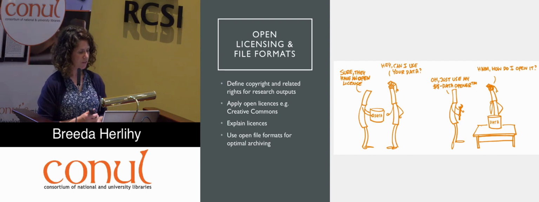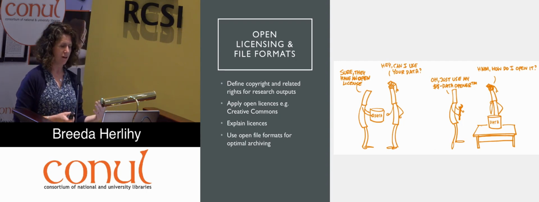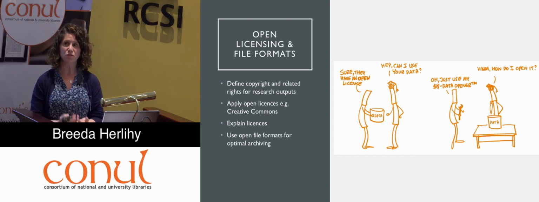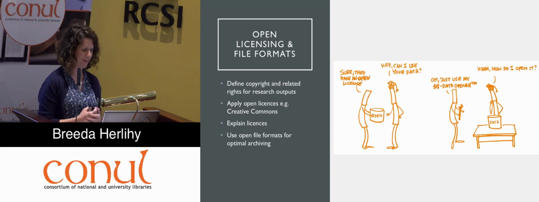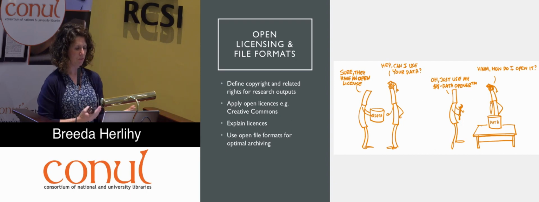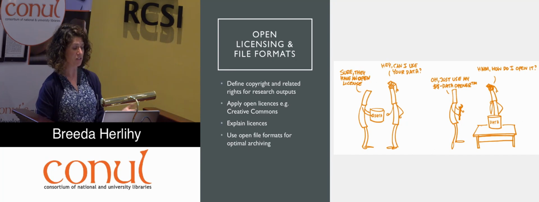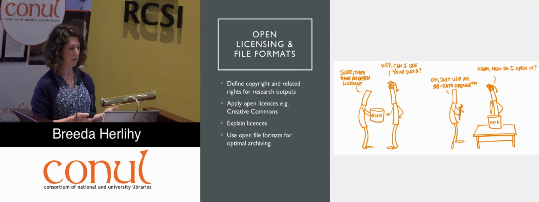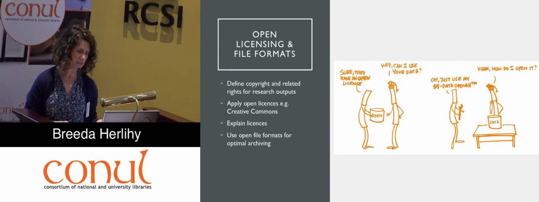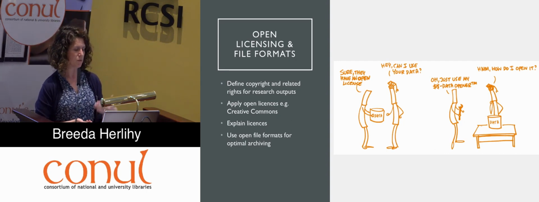Open licensing and file formats. These are essential if you want to encourage the reuse of anything that you do in your research project. It is important that researchers define copyright and the related rights for the outputs of research. One of the easiest, and maybe the most familiar, ways is to apply Creative Commons licensing. But it's also important to explain what that means. That's why Creative Commons have their machine readable license, but also their human readable license, which makes it easier for end users to understand.